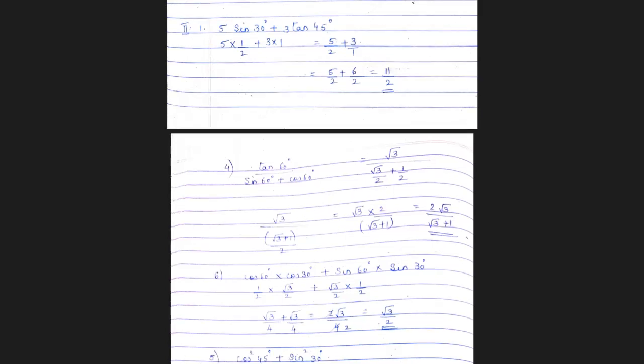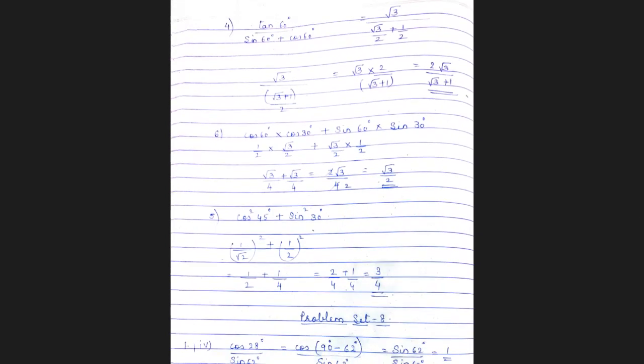6 plus 5, 11 by 2. Okay. Now question number 4. Tan 60 upon sin 60 plus cos 60. Write the values. Tan 60 is root 3, sin 60 root 3 by 2, cos 60 1 by 2.